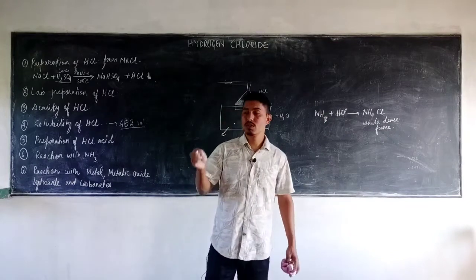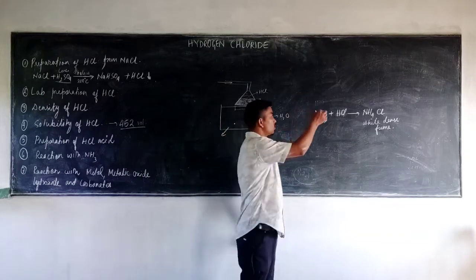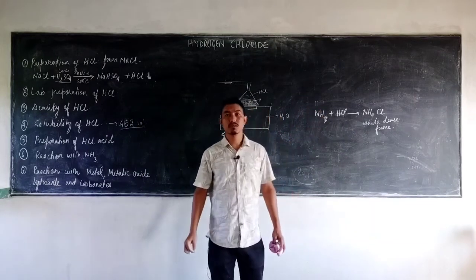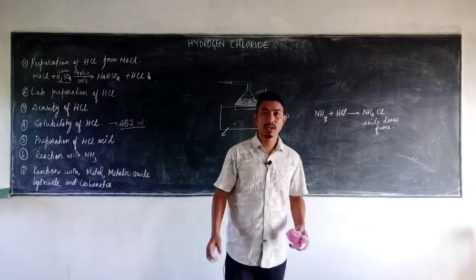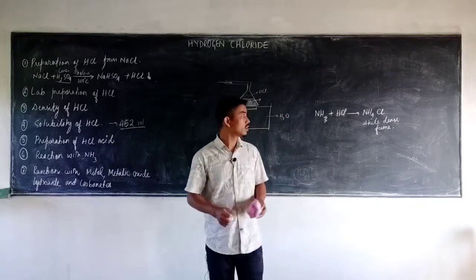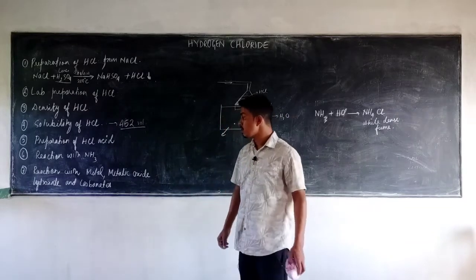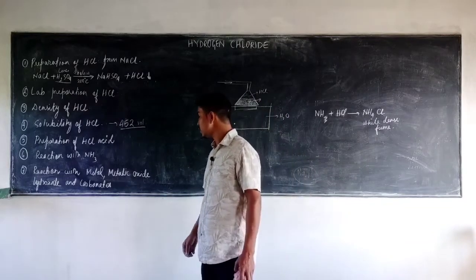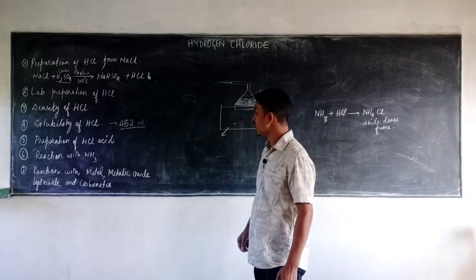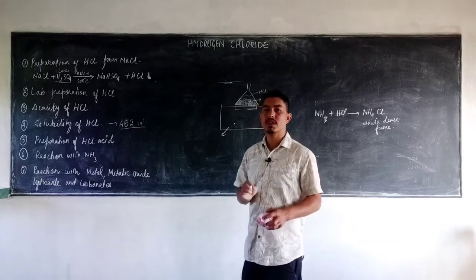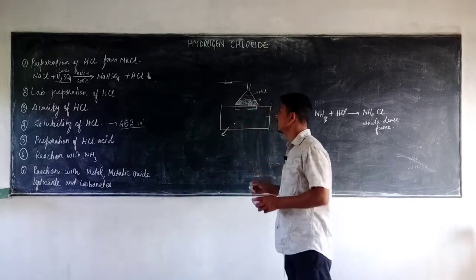So what you can do is bring a glass rod dipped in ammonium solution to the HCl. What is observed? A white dense fume is observed. Thus you can conclude that the jar contains either hydrochloric acid or hydrogen chloride gas. Now coming to the last topic, the reaction of HCl gas with metallic oxides, metallic hydroxides and carbonates. There is a specific formula for you to remember, which I will write here on the board.